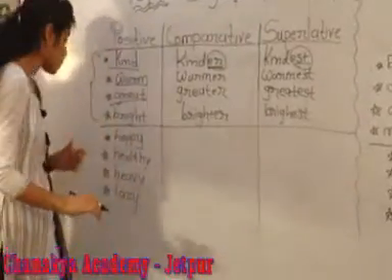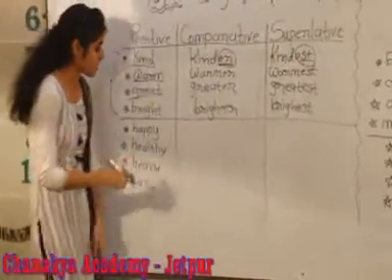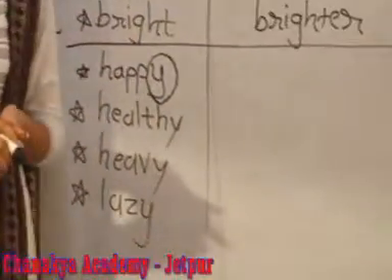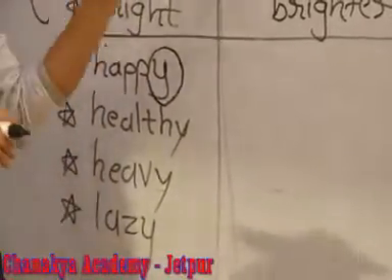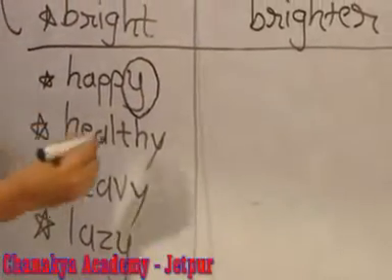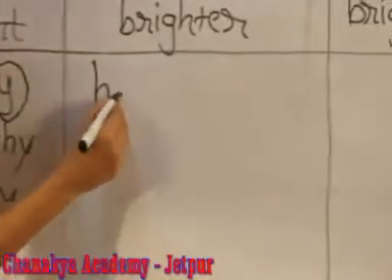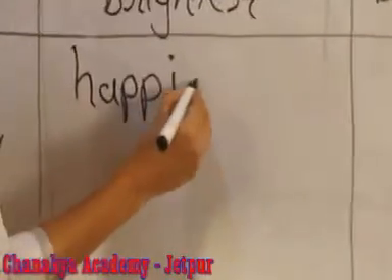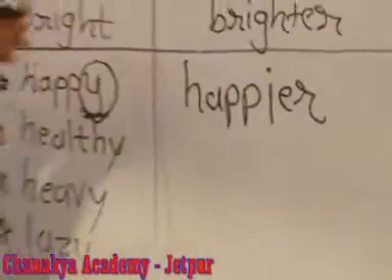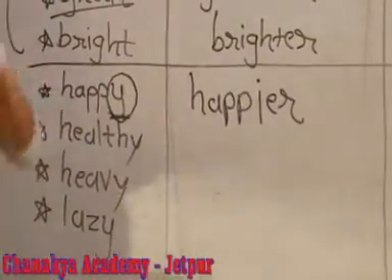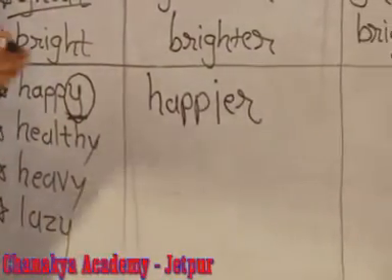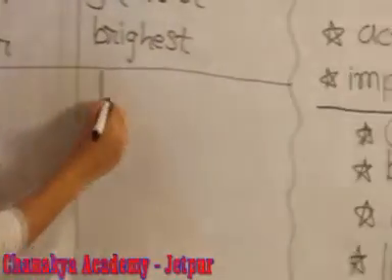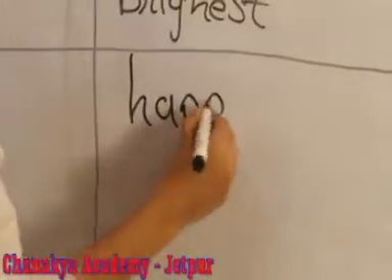Now we are going to the second type of words. When an adjective ends with y and we have to change it in comparative, then we have to remove y, and instead of y we have to put i and then er. It means we have to change y into i before adding suffix er and est. Same process is followed in superlative. It will be happiest.